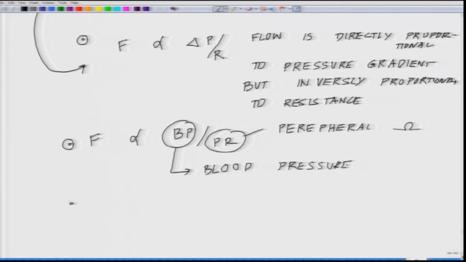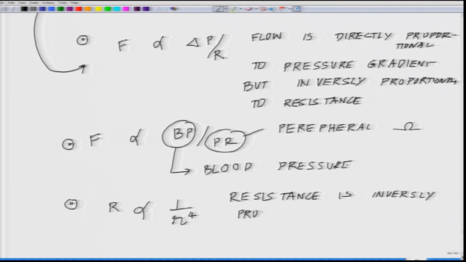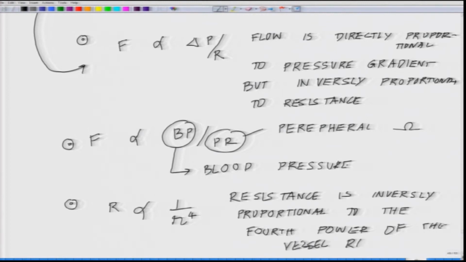Similarly, the last of these relations: resistance is inversely proportional to the fourth power of the vessel radius.